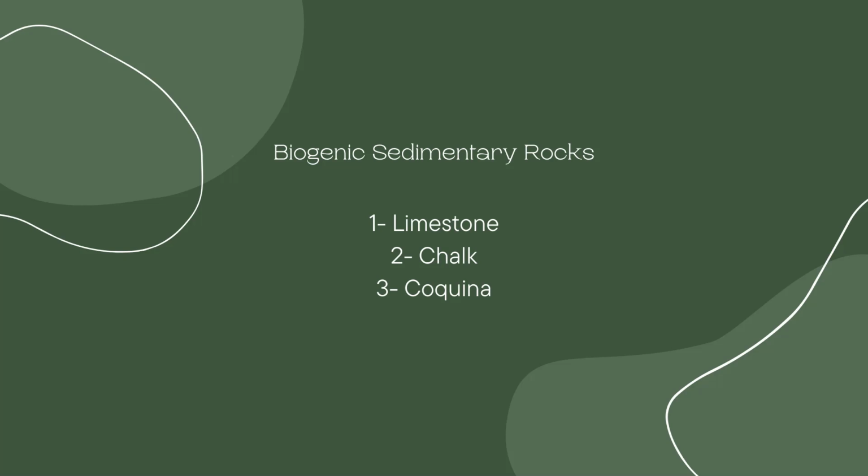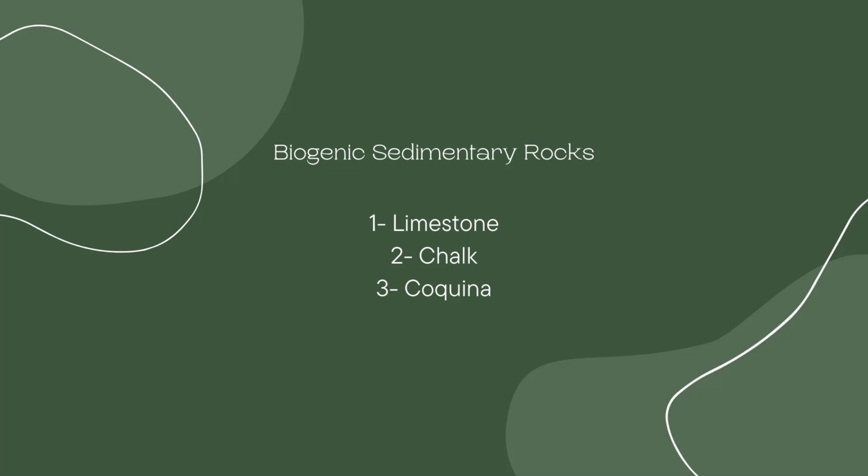Limestone is a type of rock that is composed primarily of the remains of marine organisms, such as shell fragments and other skeletal material. Limestone can also contain some non-biogenic components, such as grains of sand or clay. Chalk. Chalk is a type of soft, white limestone that is composed primarily of the remains of microscopic marine organisms called coccoliths. Coquina. Coquina is a type of limestone that is composed primarily of shells, such as clam shells and other mollusk shells.